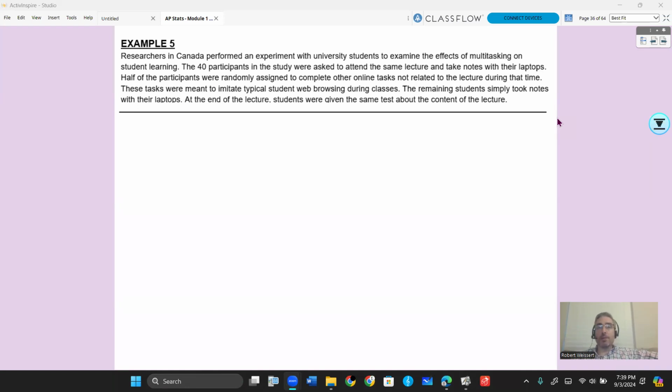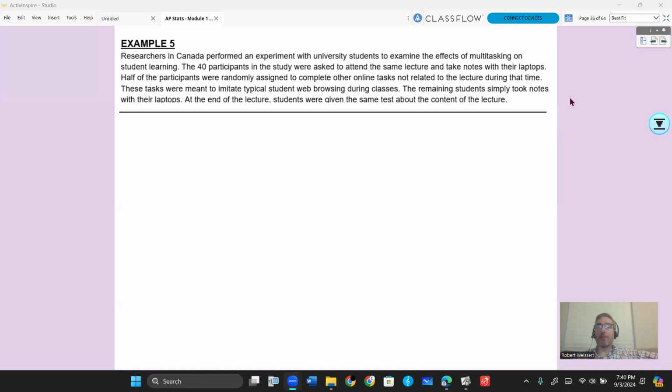Half of the participants were randomly assigned to complete other online tasks not related to the lecture during that time. These tasks were meant to imitate typical student web browsing during classes. The remaining students simply took notes with their laptops. At the end of the lecture, students were given the same test about the content of their lecture.